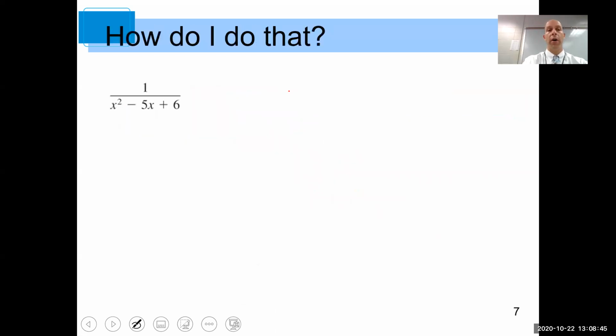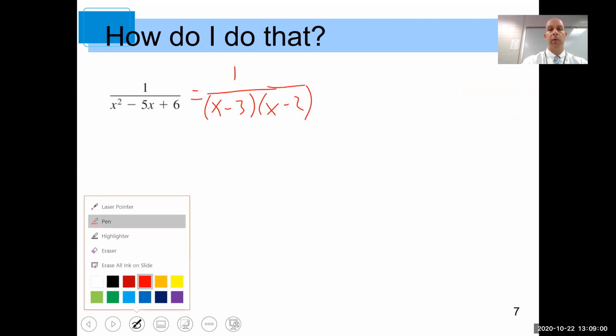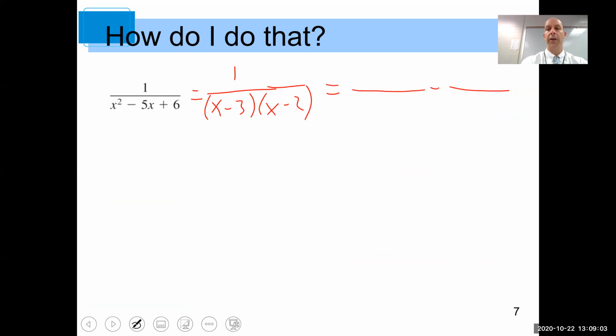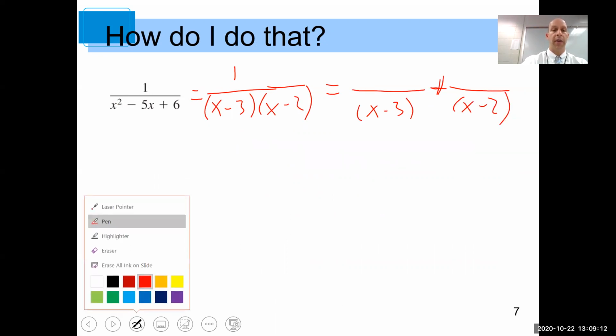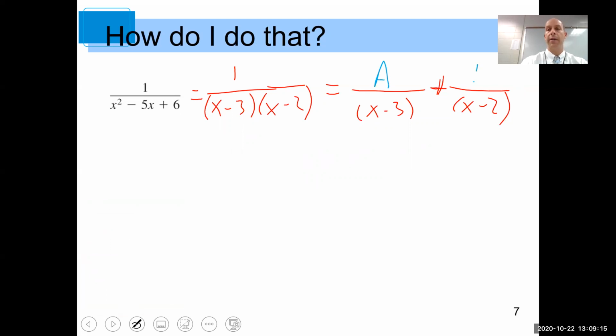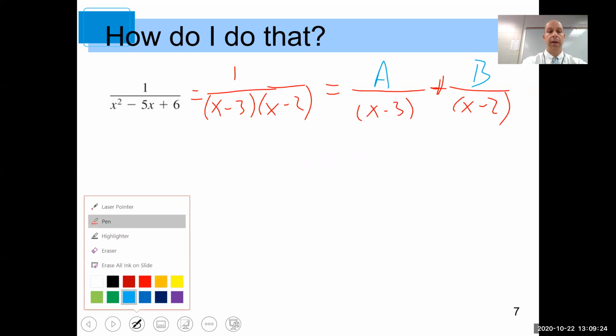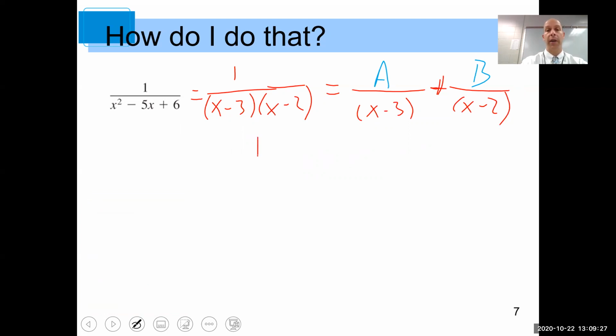If we have 1 over this polynomial, the first thing we want to do is factor the denominator. We need to recognize that this can now be rewritten as two fractions added together, where the denominator of the first one is x minus 3, the denominator of the second one is x minus 2, and the numerators are some numbers a and b, which are actual constants. If we multiply through by our denominator on the left, you're going to be left with just 1.